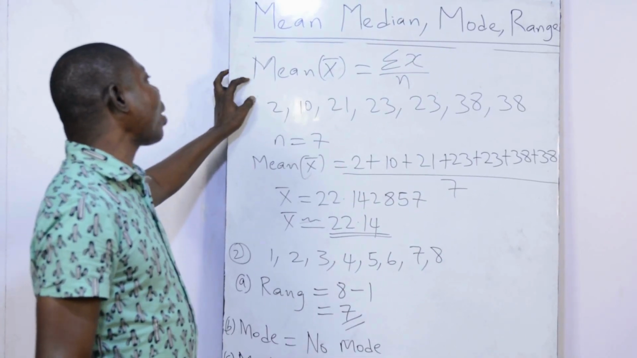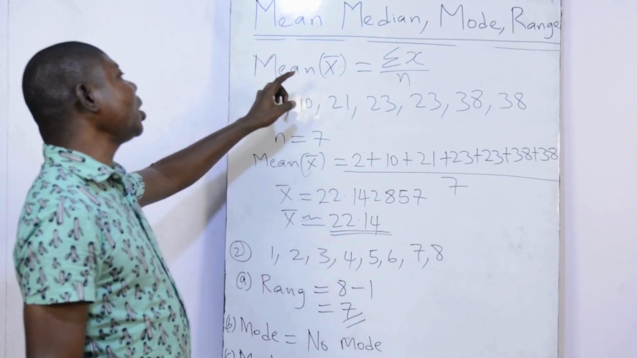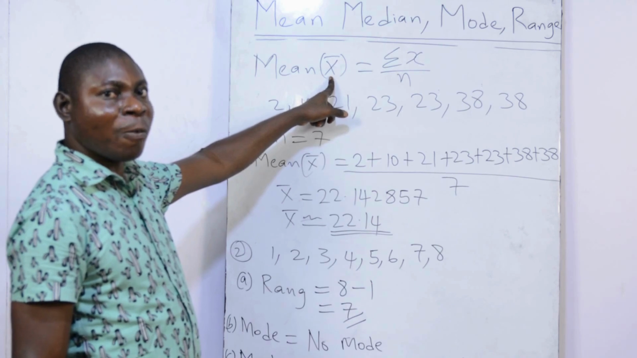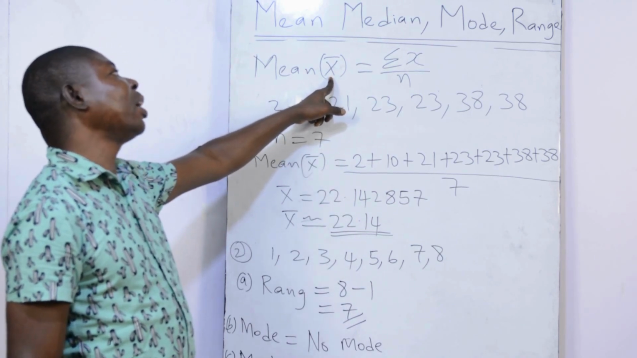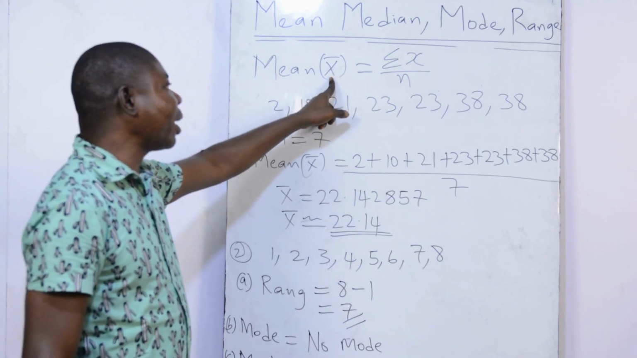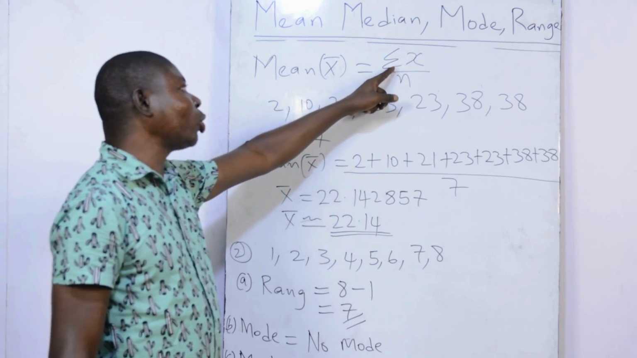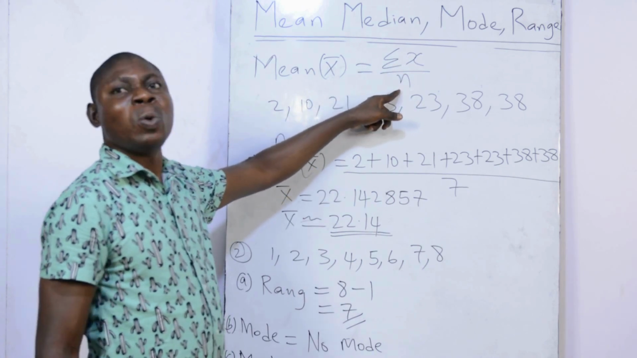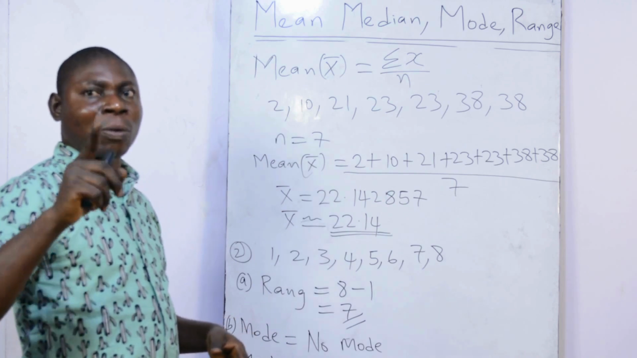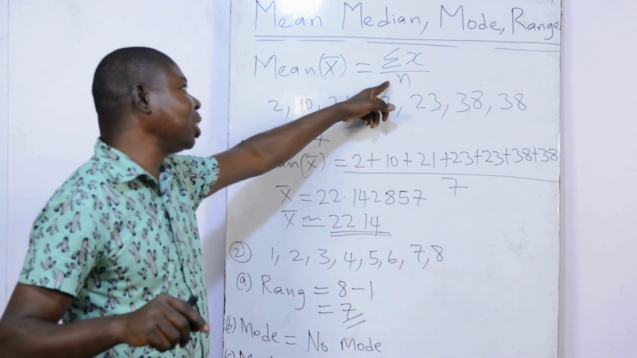So now to calculate mean, the symbol of mean is X bar. Anytime you see X bar, you will know that they are talking about mean. And then the formula is summation X over N, which is for raw data calculation. If you want to calculate raw data, you will use this formula.